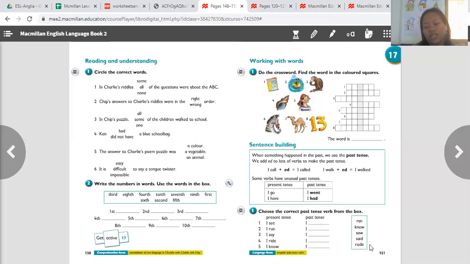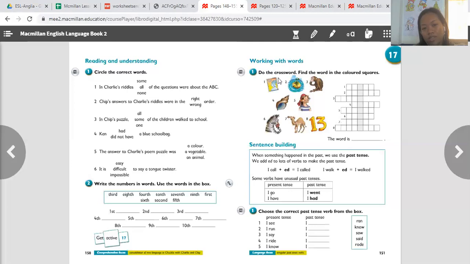Let's continue to page 151. On 151, you are going to work with words. So you're going to practice your brain a little bit more. Do the crossword. Find the word in the colored square. But before you would be able to find the word in the color square, you have to figure out what are the words from number 1 to number 8, but they also have the clue for you.